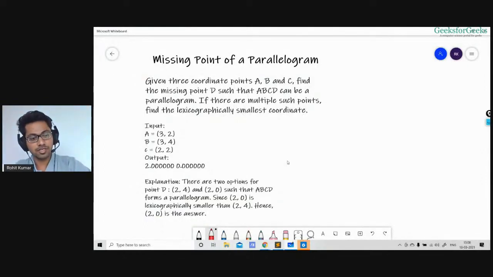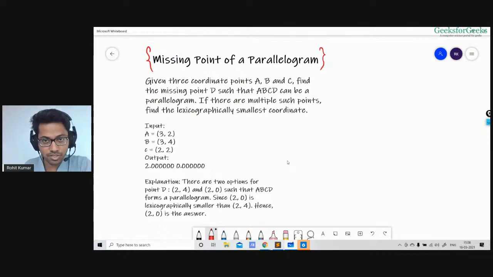So let me start with today's lesson. As you can see on the screen, the question topic is the missing point of a parallelogram. Now, to be very honest with you, these kinds of questions are sometimes tricky. Tricky in the way that it seems like it is solvable, but there are a few cases which we miss out.